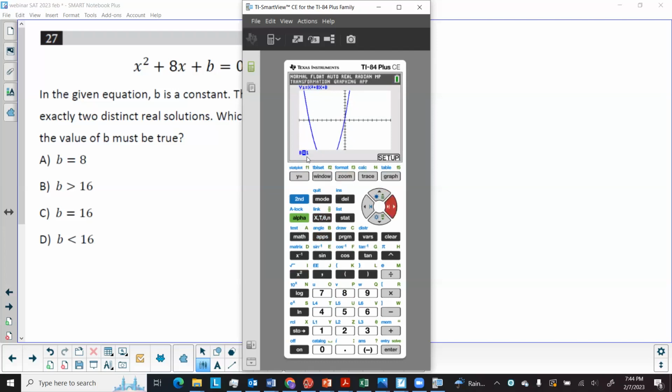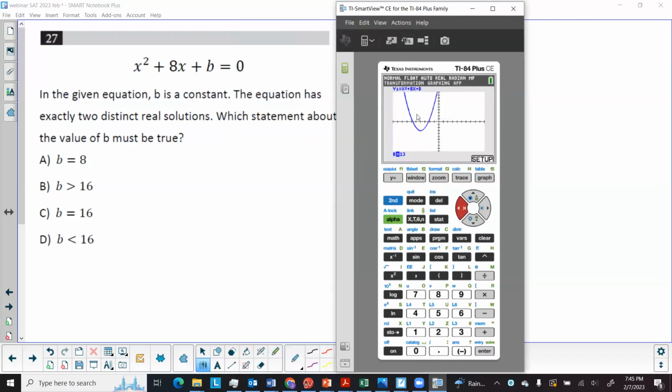If I go to the right, I go up by ones, and you can see right when I get to 16, it has 1 solution, and 17, it doesn't have any solutions here. So it just has a really nice, clean look to it. Using that transformation app can be really nice.